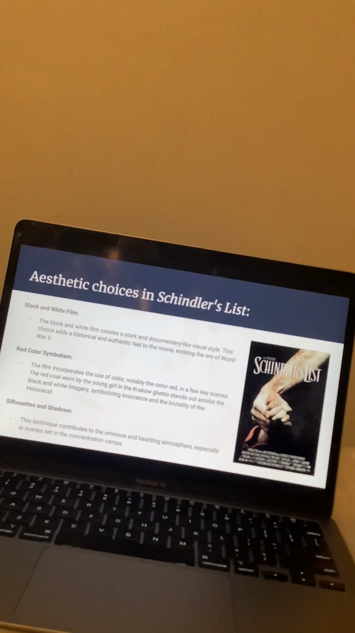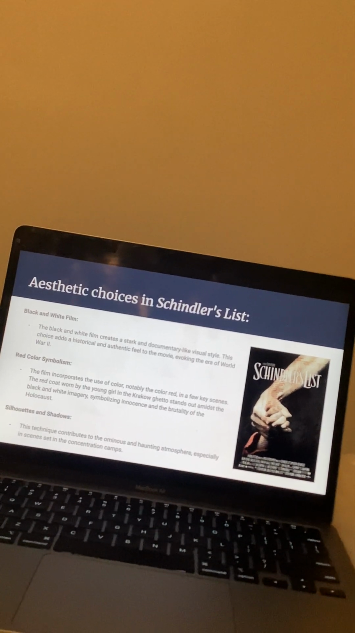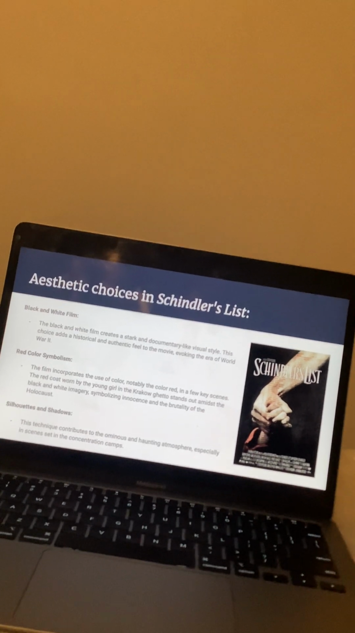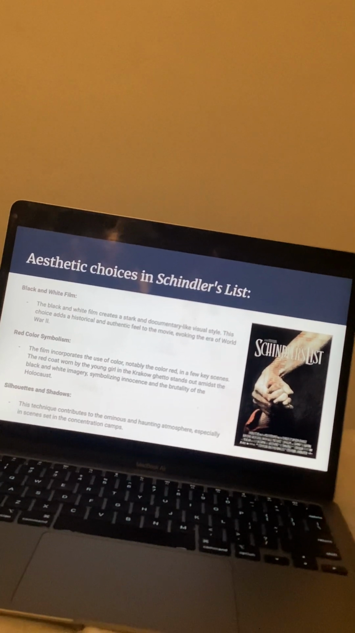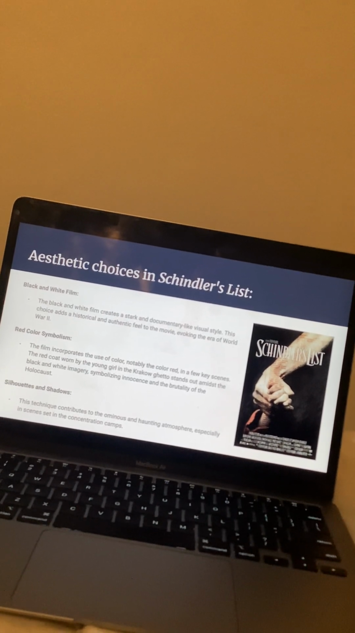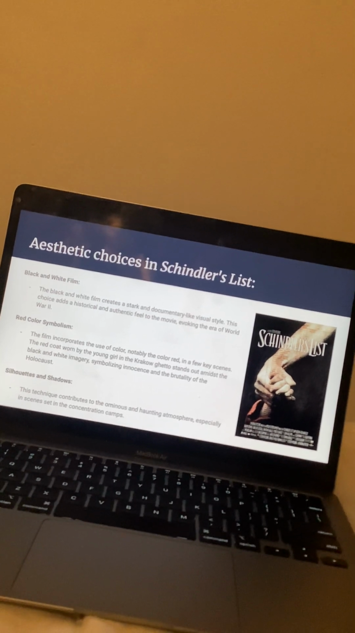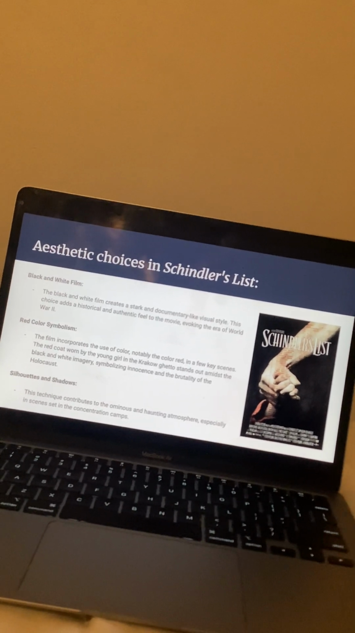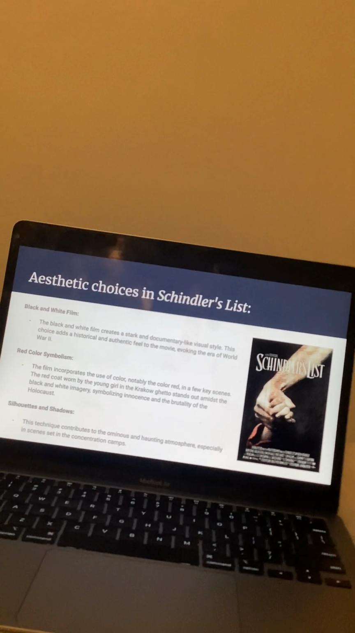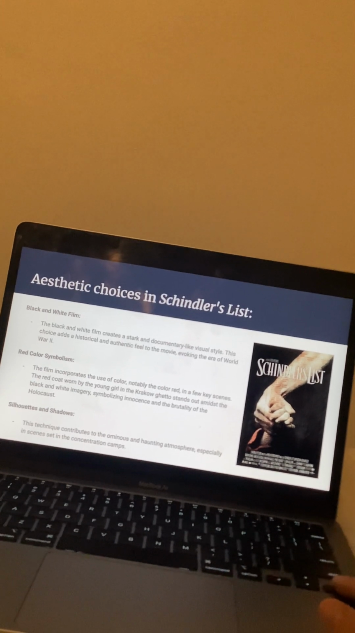Some aesthetic choices I found in Schindler's List include that it was a black and white film, which adds a historical and authentic feel to the movie, evoking the era of World War II. And also, it used the color red as a symbol, which adds to the innocence and brutality of the Holocaust. And then it also used silhouettes and shadows, and this technique contributes to the ominous and haunting atmosphere, especially in scenes set in the concentration camp.